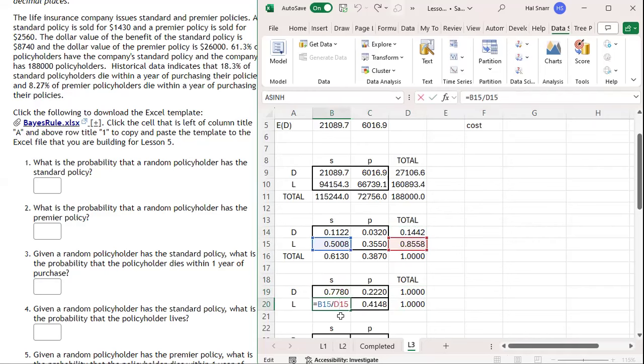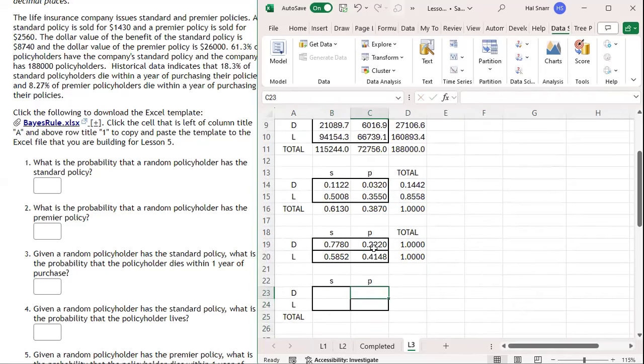So this is given that a random person lives, what's the probability they were a standard policyholder? 58.52%. Given the person lives, what's the probability that this person is a premium policyholder? 41.48%, right? Now we're going to do the conditional probabilities, conditional on being a standard policyholder and conditional on being a premium policyholder. So this time we're going to take the probability of death, dying, and standard policyholder.